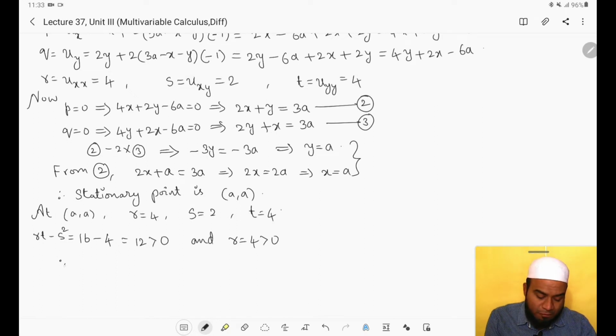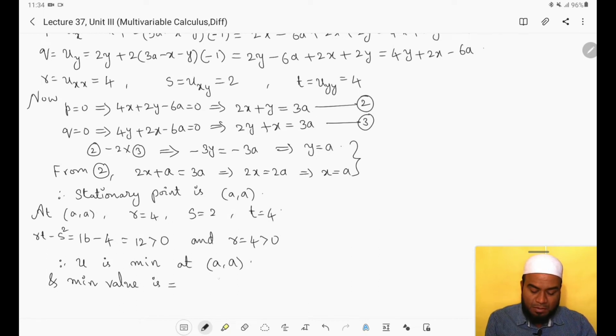Therefore what we can say is that the function u is minimum at the point (a, a). U is minimum at the point (a, a), right. And the minimum value is, what is the minimum value?